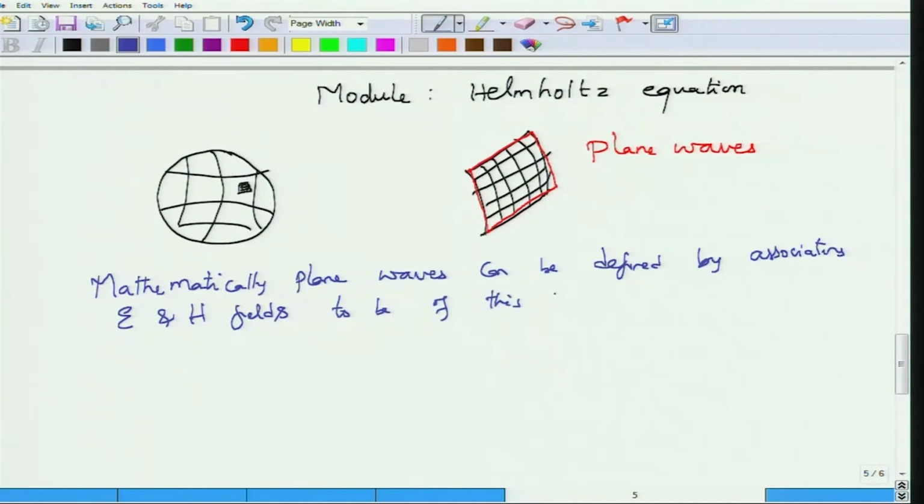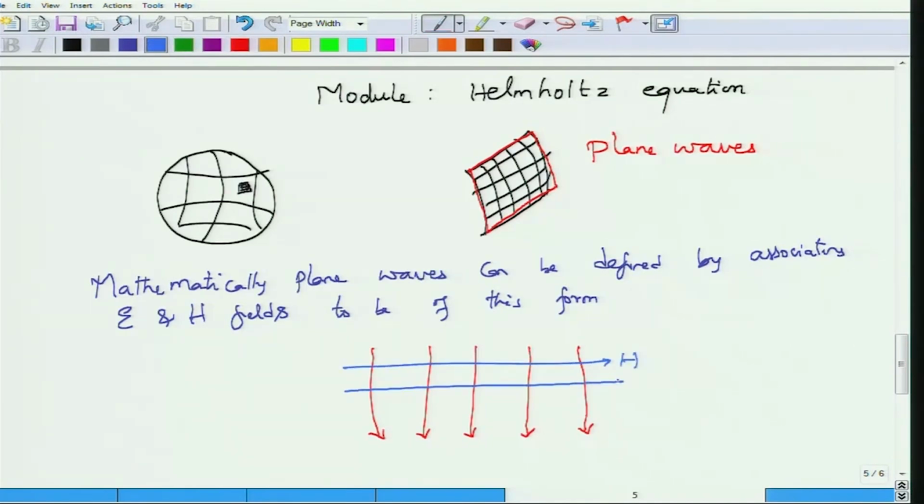Which form? In a minute I will draw that. The form is this. These are the electric field lines of the plane wave, and these are the magnetic field lines. You can see that these electric and magnetic field lines are all crossing at right angles.